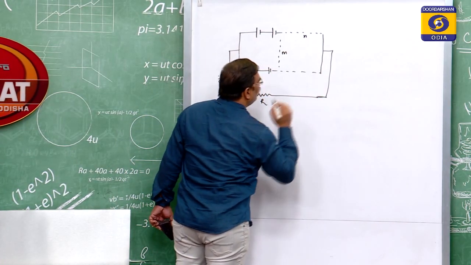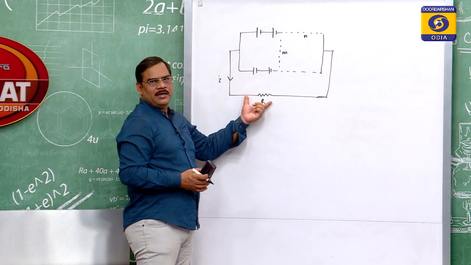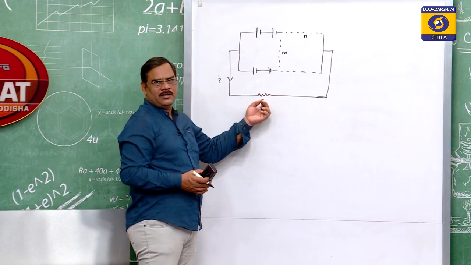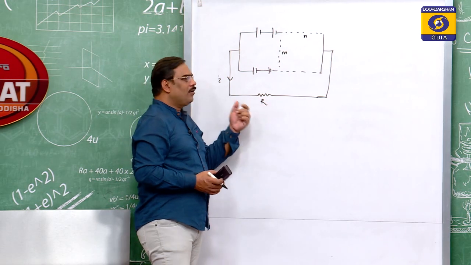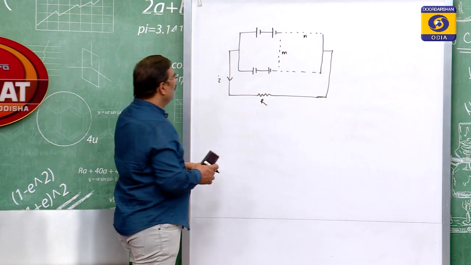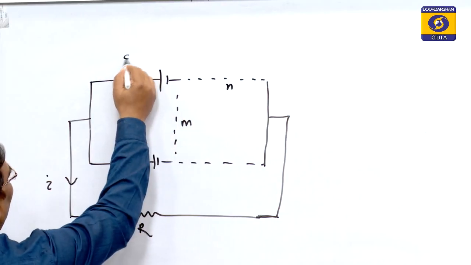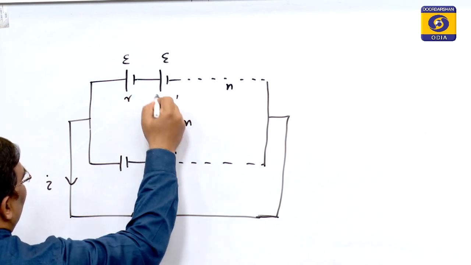an external load R. Load means it is very simple. It may be an electric bulb, a speaker, a fan, a television, a fridge or a washing machine. That is the meaning of a load. So, this is my load R, and each cell has EMF E and internal resistance r.